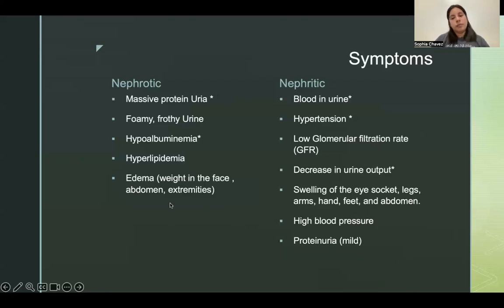So for the nephritic, there is blood in the urine, there's hypertension, and then there's a low glomerular filtration rate. There's also a decrease in urine output, swelling in the eye socket, legs, arms, hands, feet, and abdomen, high blood pressure, and proteinuria, which is mild. There's not that much protein in the urine.